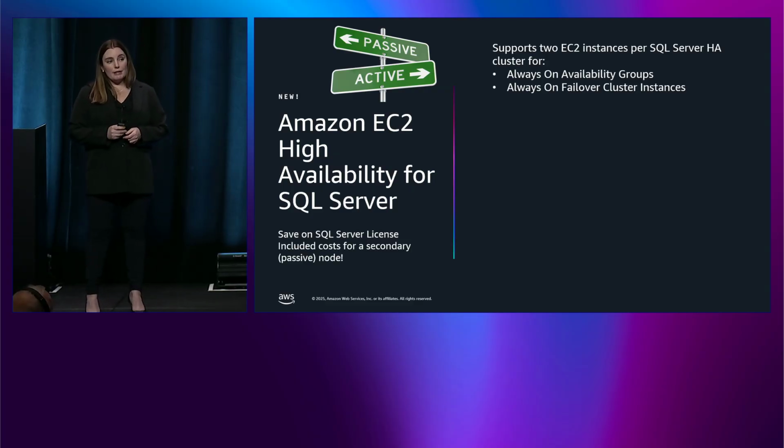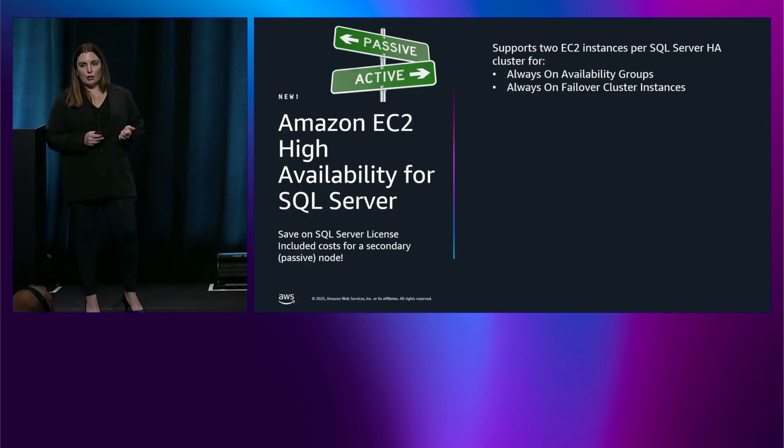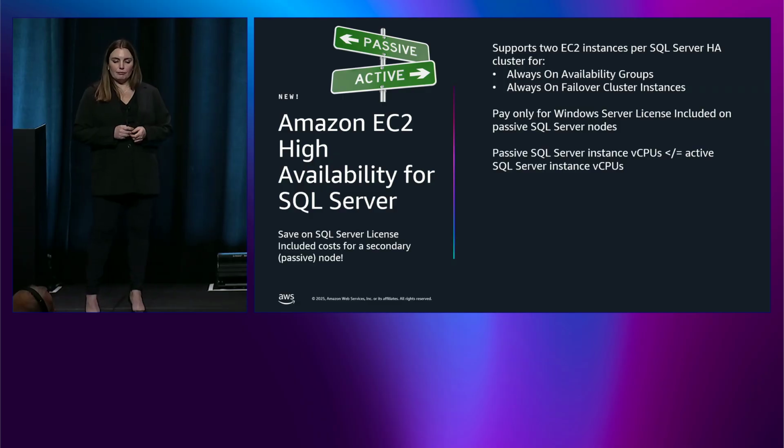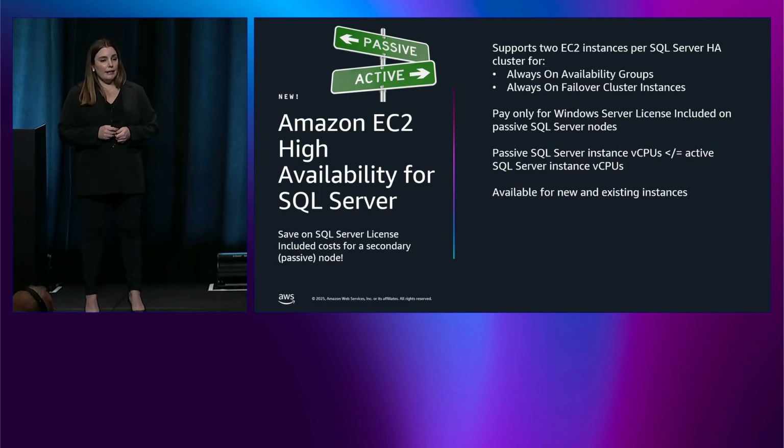So this supports 2 EC2 instances per SQL Server high availability cluster. It supports always-on availability groups as well as failover cluster instances. You only pay for the Windows Server license included costs on the passive nodes as well as the compute costs, of course. The passive SQL Server instance needs to be the same size or smaller than the active SQL Server instance. And this is available for new and existing instances.